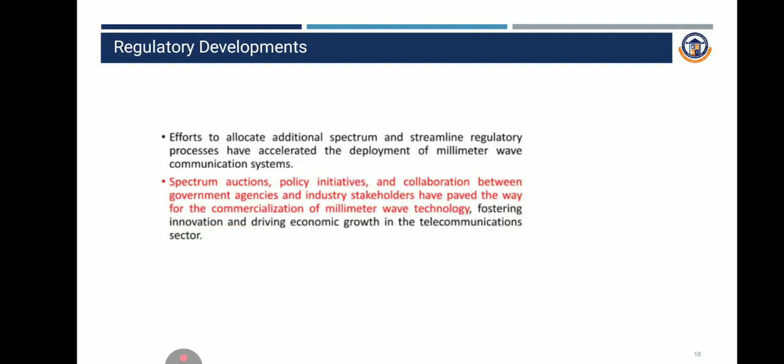When coming to regulatory developments, the efforts to allocate additional spectrum and streamline regulatory processes have accelerated the deployment of millimeter wave communication. Spectrum auctions, policy initiatives, and collaboration between government agencies and industry stakeholders have paved the way for commercialization of millimeter wave technology, fostering innovation and driving economic growth in the telecommunications sector.